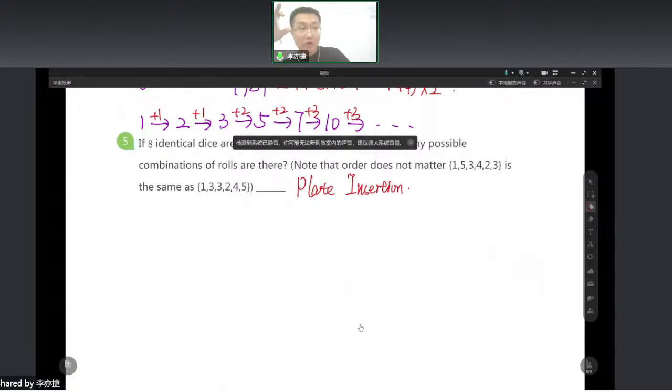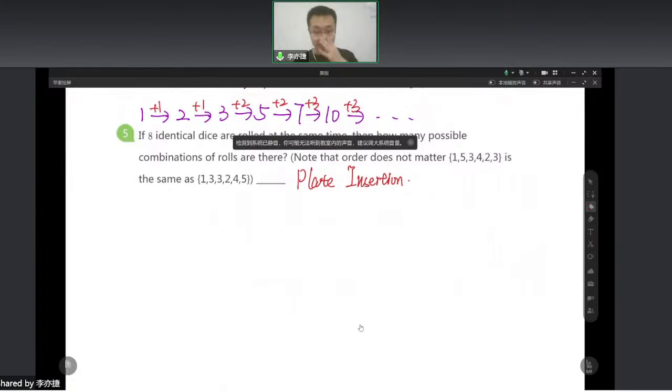So if you are a long-term course student like Rishan, I just talked about plate insertion for nearly a whole class. This is very important. For all the questions I collected here, there are 2 questions that are about plate insertion. It says that we have 8 identical dice and they have 6 different points, 1 to 6. So it's 8 identical balls into 6 distinct values.